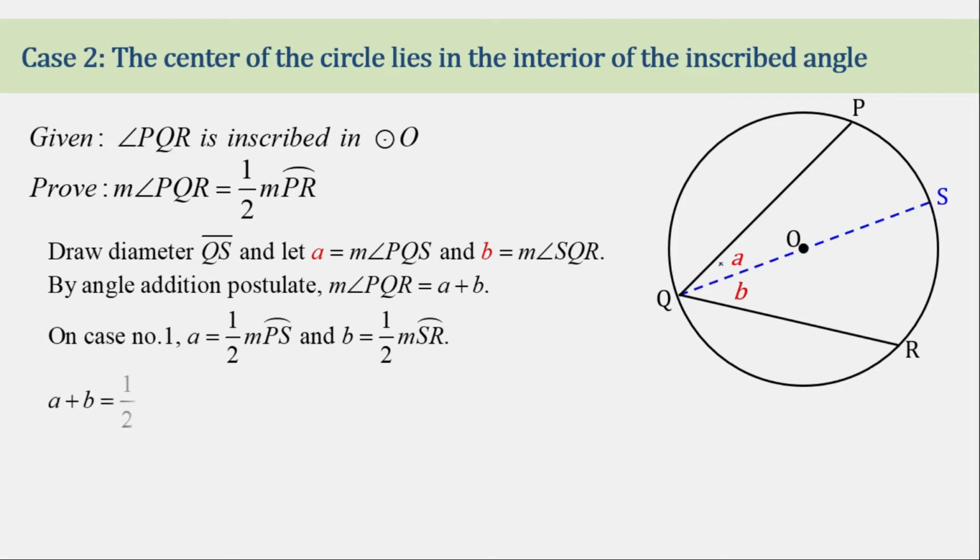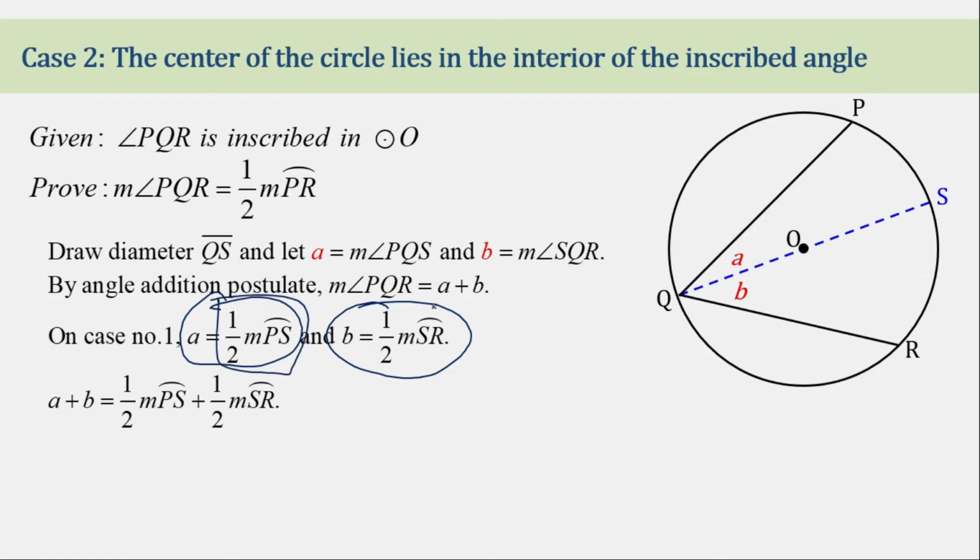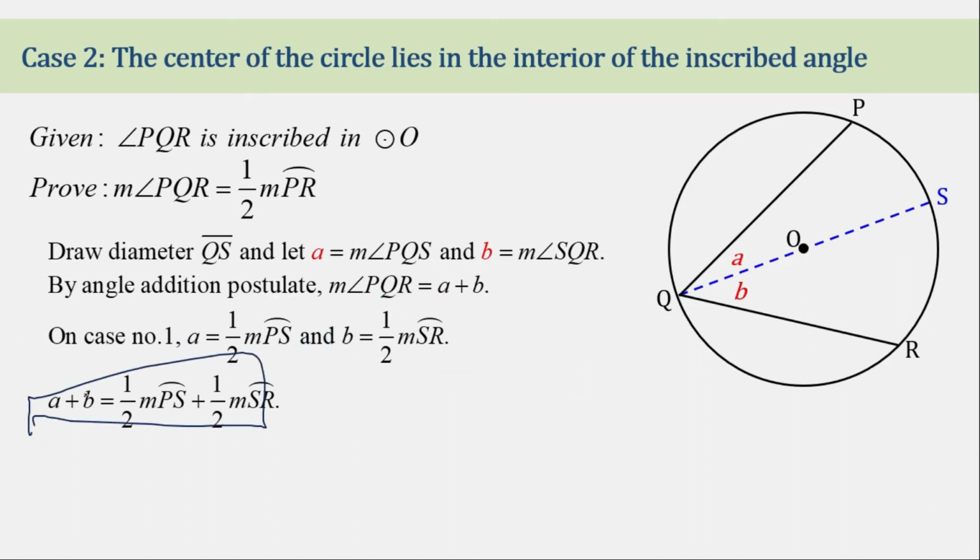So now, if we add A and B, this should equal the sum of 1/2 of PS and 1/2 of SR, because of the arc addition postulate and angle addition postulate. Because A is 1/2 PS and B is 1/2 SR, if we add A and B, we just add 1/2 arc PS and 1/2 the measurement of arc SR. That's why we have this equation.